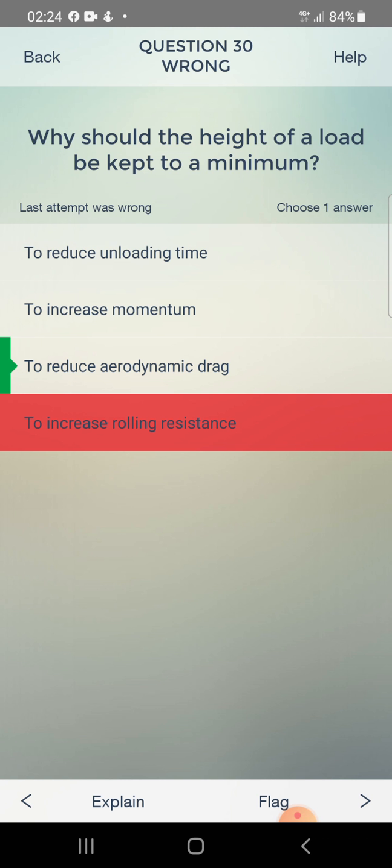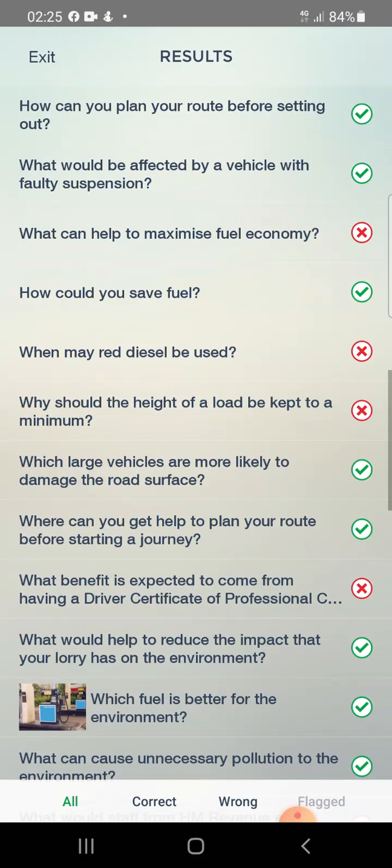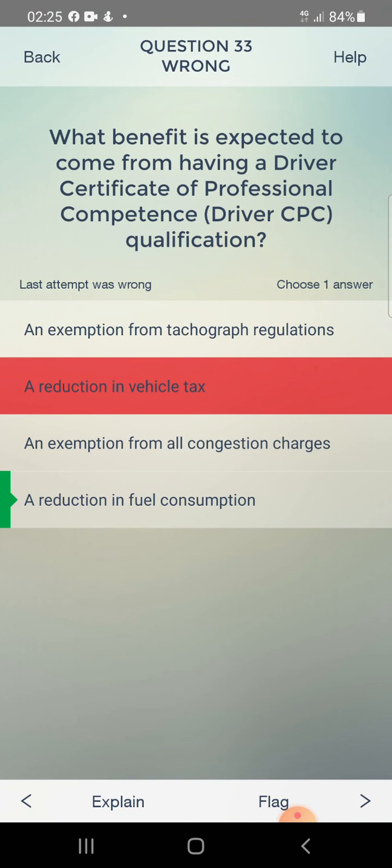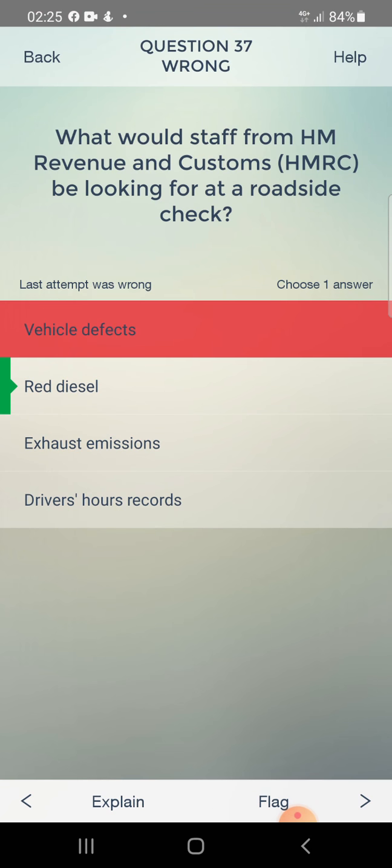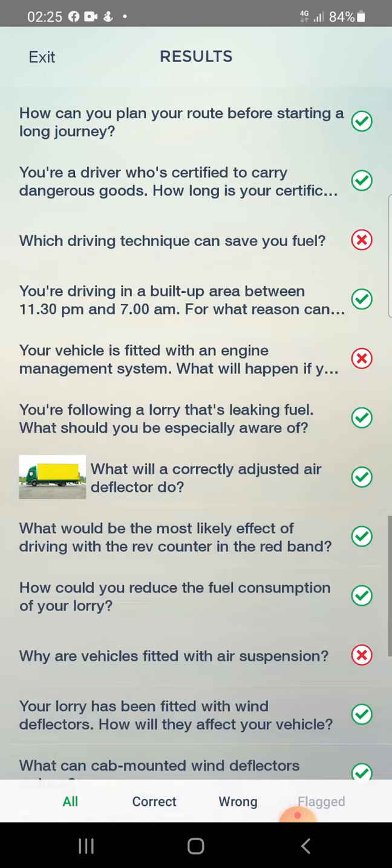Okay. Why should the height of a load be kept to a minimum? To reduce aerodynamic drag. Okay. What benefit is expected to come from having a driver certificate of professional competence qualification? A reduction in fuel consumption. Okay. What would staff from HM Revenue and Customs be looking for at a roadside check? Red diesel. Okay.